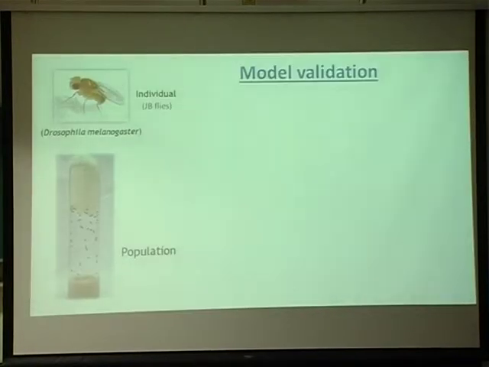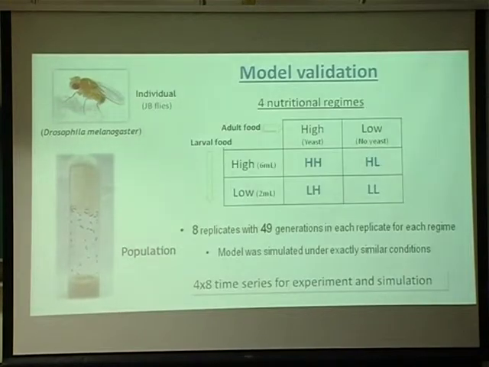We validate this model using the Drosophila populations present in Bangalore. This is one population in a glass vial with some amount of larval and adult food. Depending on the amount of food we give to the larvae and adults, we can create four such nutritional regimes and study the dynamics in those four regimes. In this case, we have done 8 replicates in each regime, with 49 generations of time series generated for each of the replicates.